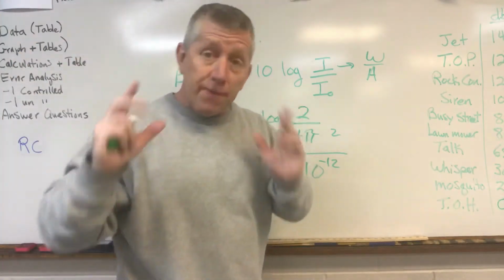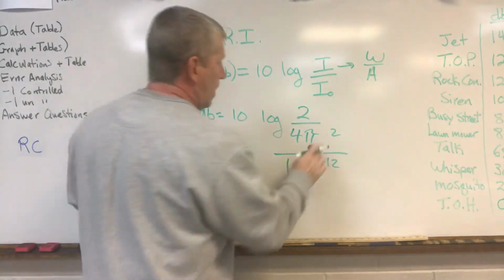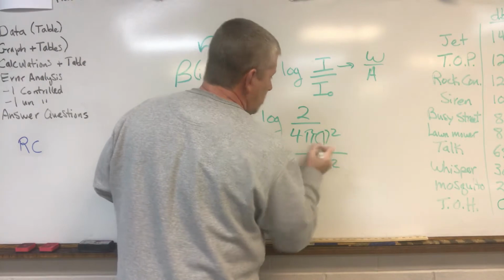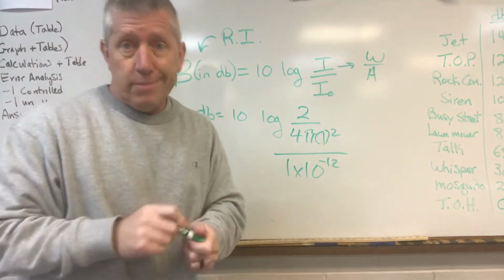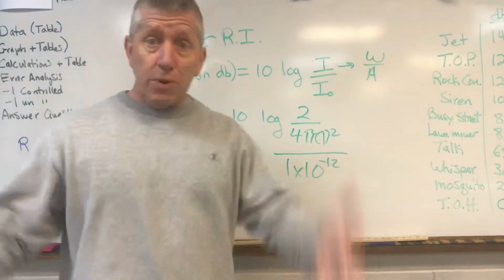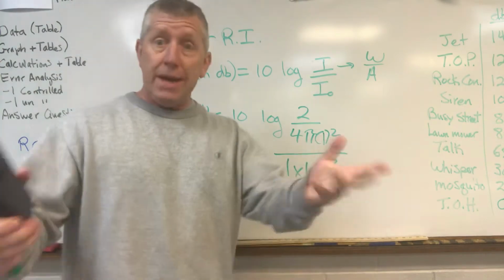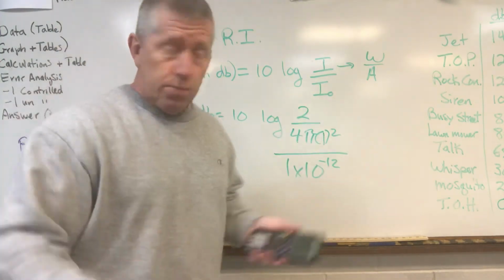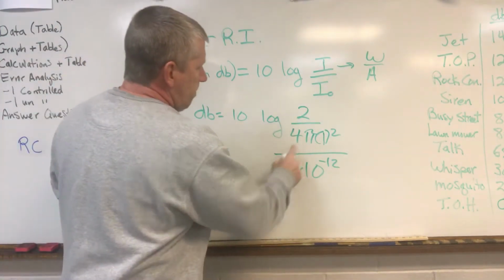So r is how far you are from the sound. That's 1 meter. Of course, I use 1 meter because it makes the math a lot easier. But if it's 3 meters away, you put 3 in there, square 3, get 9 and multiply through. 1 just squares to 1. So 2 divided by 4 pi.